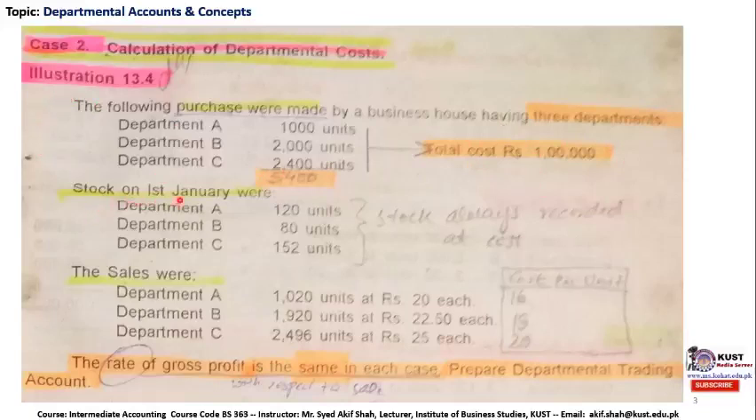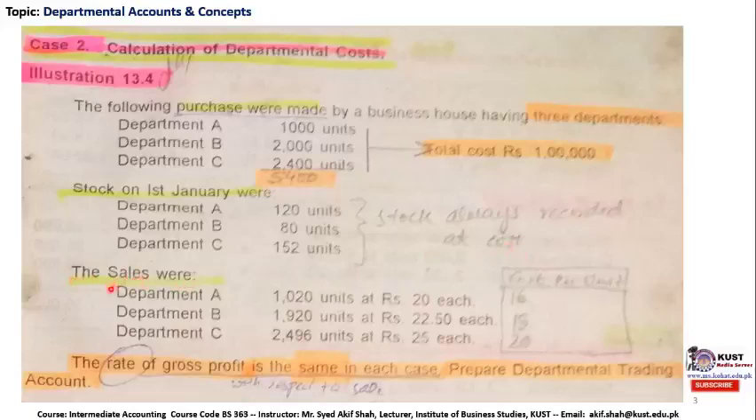Secondly, the stock on 1st January's data has been given. This represents the opening stock of the company, and specifically it is related with 3 departments. Therefore, the opening stock for Department A is 120 units, for Department B it is 80 units, and for the Department C, opening stock on 1st January were 152 units. Dear students, remember that these stocks are always recorded at cost, that is the original price at which they have been purchased by the company.